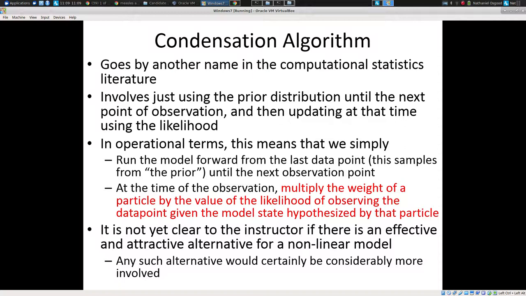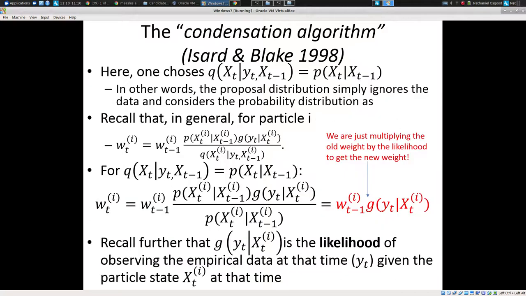So if the likelihood is really high, the weight will grow by a lot. If the likelihood is very, very high, it will expand the weight of that particle. If the likelihood is very, very low, close to zero, it will contract the weight of that particle, make it much smaller than it previously was. So we're basically multiplying by the likelihood function. That's what this is.